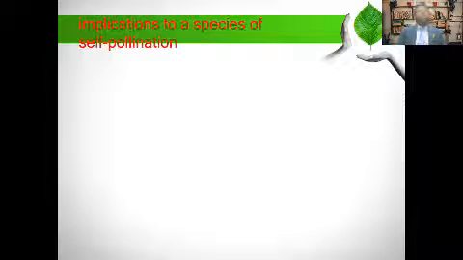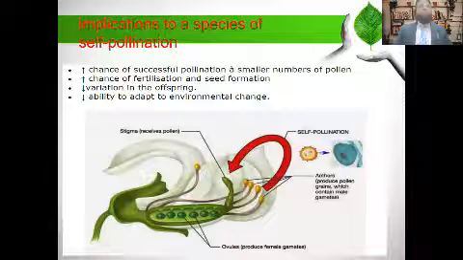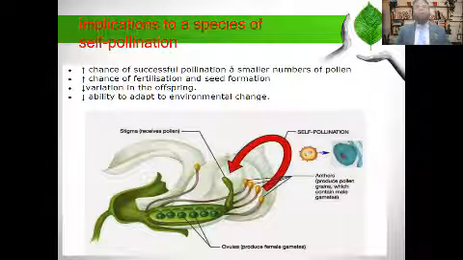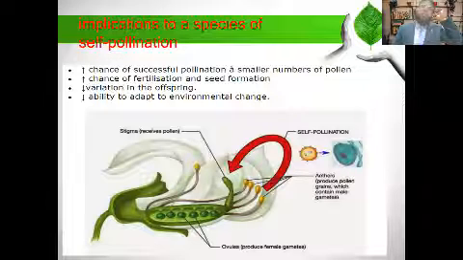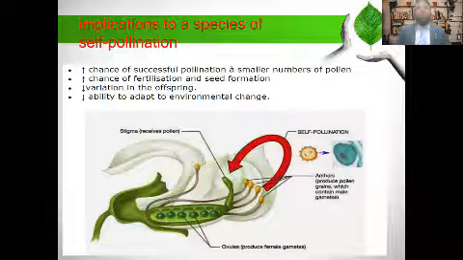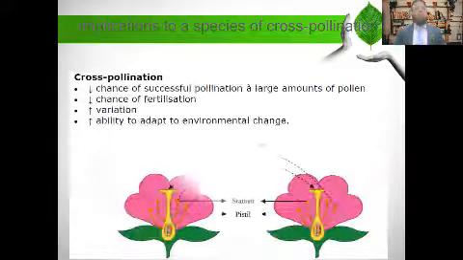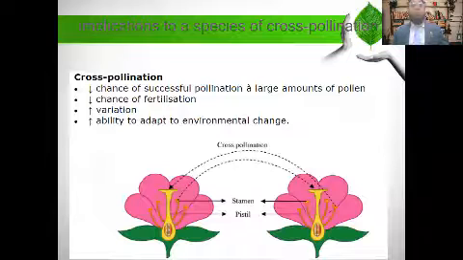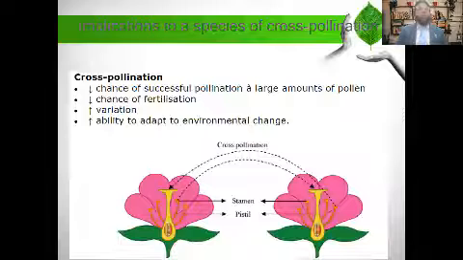Now what are the implications to a species of self-pollination? You see here, high chance of successful pollination, a smaller number of pollen, and high chance of fertilization and seed formation, but very low variation in the offspring and low ability to adapt to environmental change, as you can also see in the diagram. Now, what are the implications to a species of cross-pollination? There is a low chance of successful pollination, low chance of fertilization, but high chance of variation and high chance of ability to adapt to environmental change.